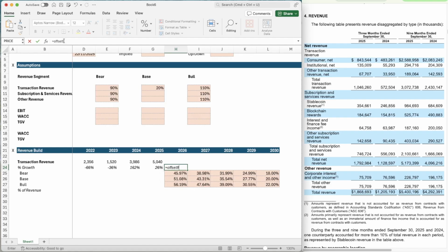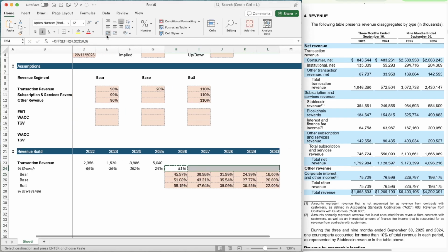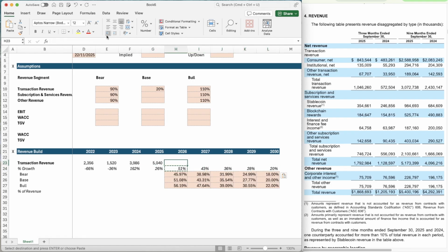So equals offset. The cell that we're in, page 24. The switch, lock the switch in, comma, and 0. Pull this along. We have it. To work out the potential revenues, you just go equals, and you take the previous year, multiply by 1 plus the growth rate. Just pull that along. There we have it.